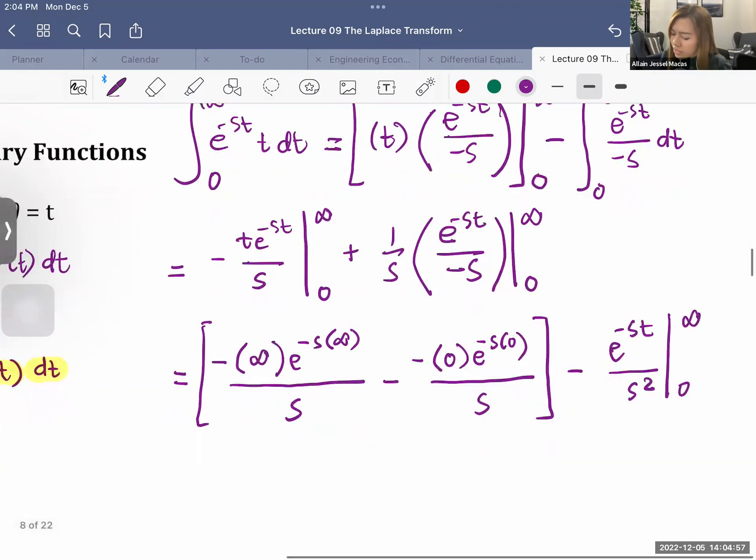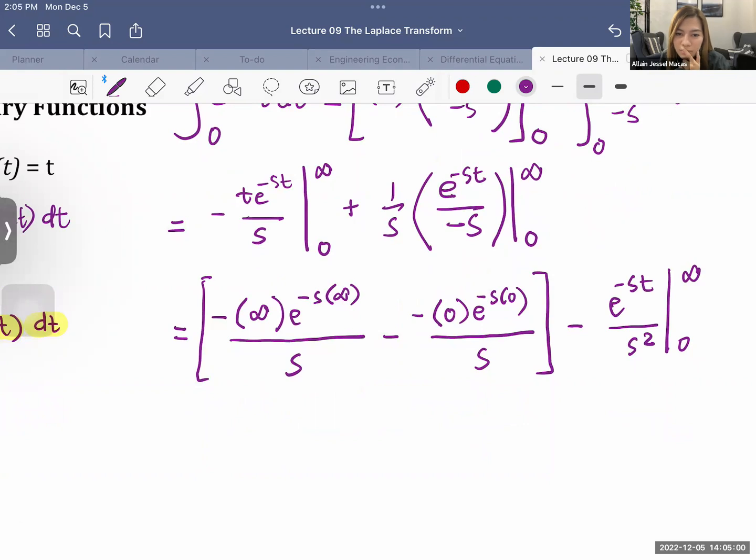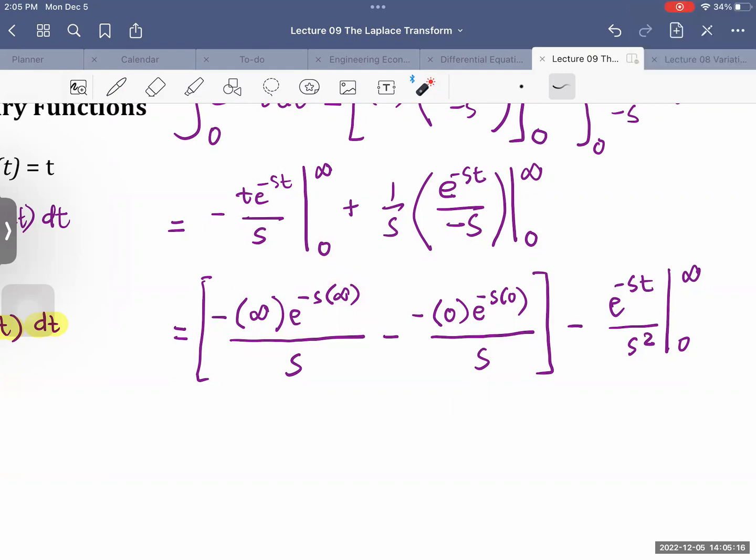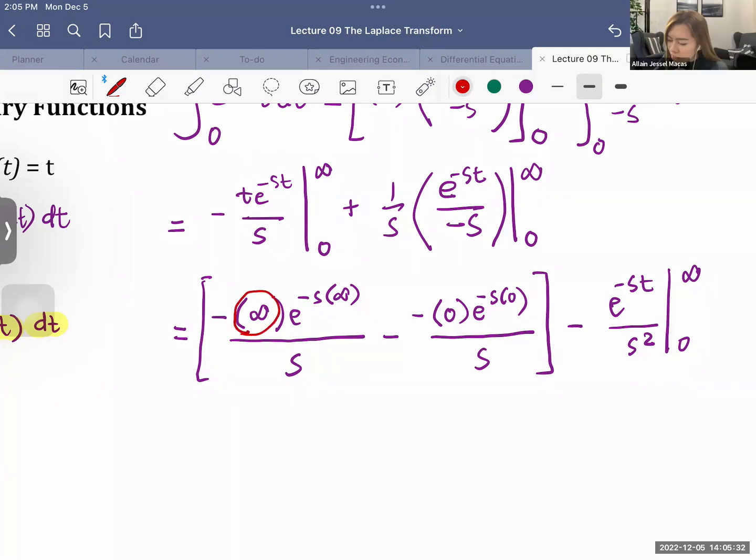Okay, now let's simplify it, class. What is your simplification of this part? What do you think is the value of this: 1, 0, or infinity? It's 0, ma'am, because the e to the power of negative s goes to the denominator. Okay, correct. We won't take it as mine, class, because it will approach 0, and this whole term will just be 0.